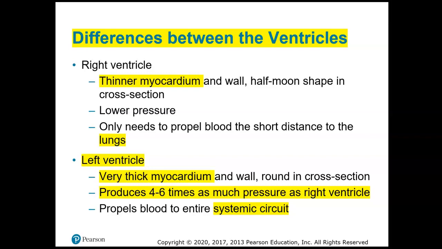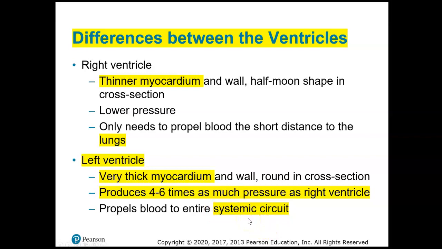Differences between the two ventricles. I already told you the left ventricle is larger and more muscular, thicker. That is because the left ventricle has a very thick myocardium and produces 4 to 6 times as much pressure as the right ventricle. All the right ventricle has to do is pump blood directly to its left and right, which is the left and right lungs. But the left ventricle has to pump blood to the top of the head all the way to the tips of our toes. So it's going to take a lot more pressure to do that.